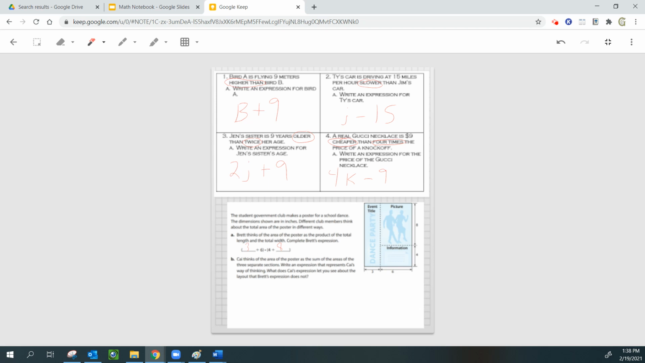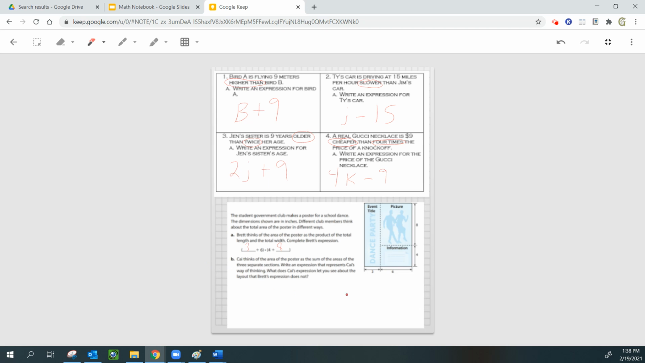But the next part is really the kind of advanced 7th grade thinking there, which is how else can we do the area of the whole poster? And what does that tell us differently than what this one did here? So what Kai wants to do is to think of the area of a poster as the sum of the areas of 3 sections, right? Because if you look at it, there's a part that says event title, a part that says picture, and a part that says information. So Kai's going to find the area of each one of these pieces.